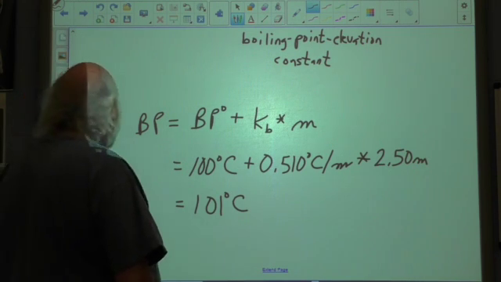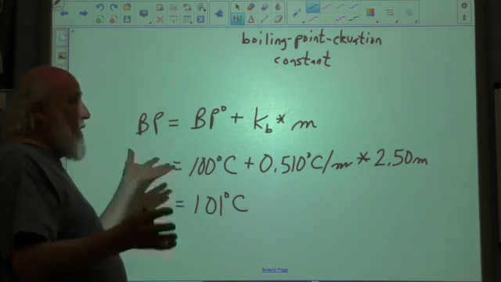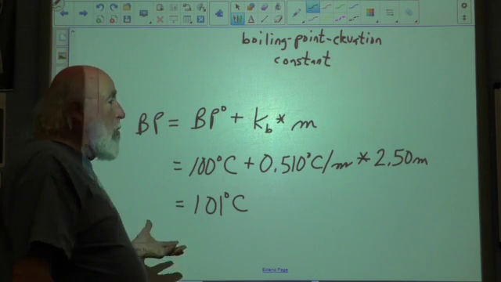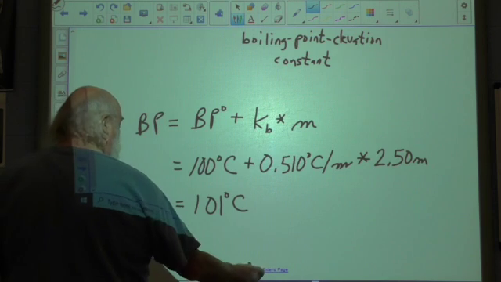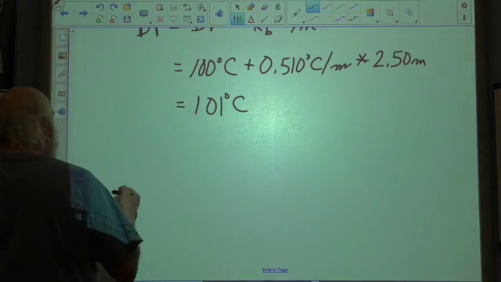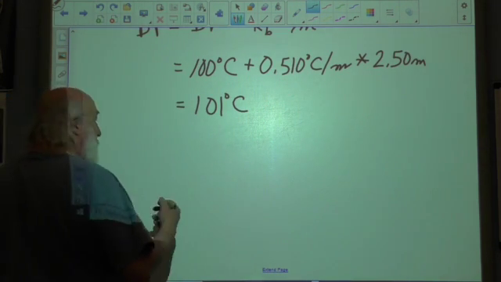Okay? So that's how we can calculate the new boiling point when you add stuff to it. Like I said, this is called boiling point elevation and freezing point depression.